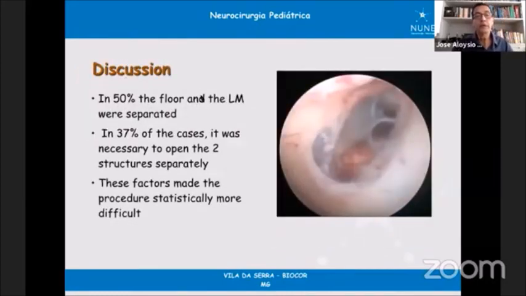So after opening the floor, the surgeon will find a thick Liliequist membrane 1/3 of the time. In 50%, the floor and the Liliequist membrane were separated. In 37%, it will be necessary to use two separate maneuvers to open the two structures, and those facts made ETV much more difficult to do.